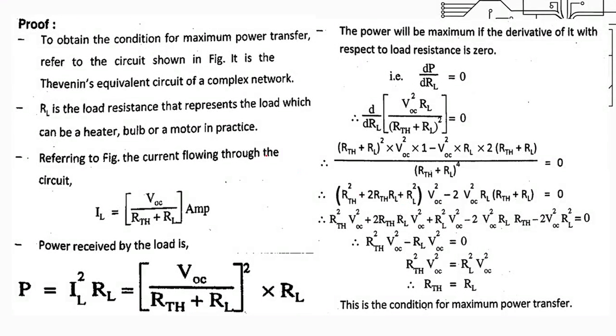Okay, so from figure we have said that RL is the load resistance, and that load can be anything. For example, your electric heater, electric bulb or electric motor. These types of loads are called as loads. Okay, heater may be resistive load, bulb is also resistive load, motor may contain RL load, RC load or RLC load.